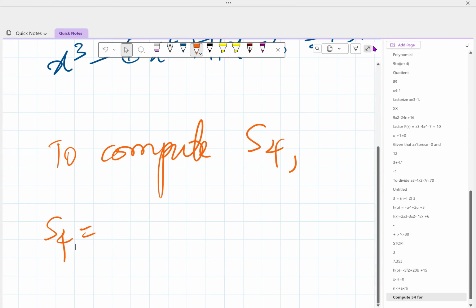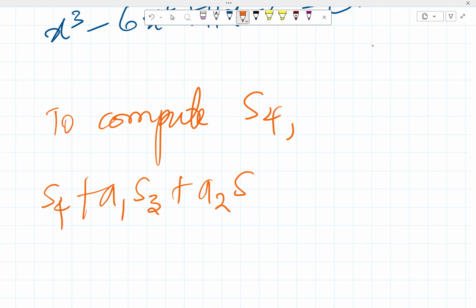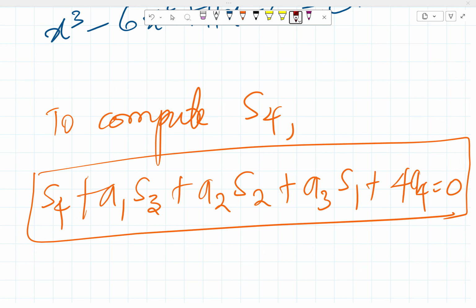So we have S4 plus A1 S3 plus A2 S2 plus A3 S1 plus 4A4 equals 0. This is what we need to compute S4. But we need to get S1, S2, and all the rest first, so we now go one after the other.